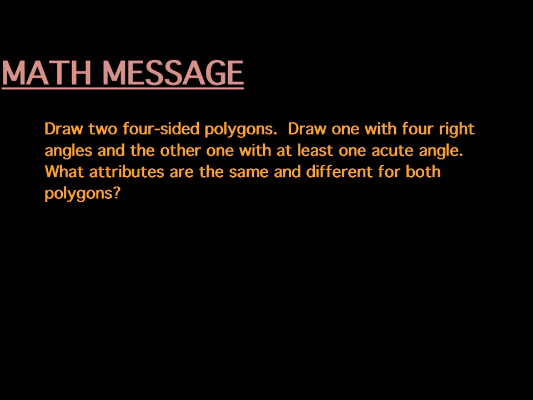So when I look at your notes, I should see a picture of one polygon with four right angles, and I should see a picture of another polygon with at least one acute angle. And then you're going to tell me what attributes they have that are the same. And basically what an attribute means is a property. So you're looking for attributes or properties that are the same and different for both of your pictures.